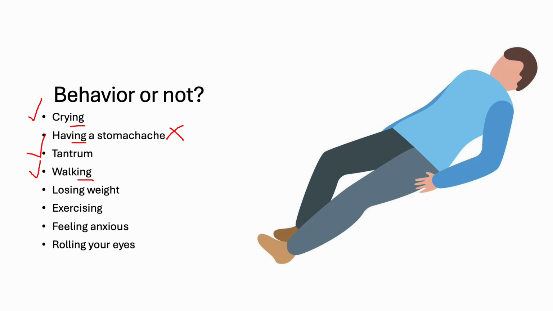So this is not a behavior. Exercising is a form of behavior. It's an action. Whoops, I should have put that over here. Feeling anxious, as I mentioned, it has the ing, feeling, right? But it doesn't classify as behavior. So it's just a byproduct of behavior. And then rolling your eyes is a form of behavior. This is an action that we engage in. Okay.